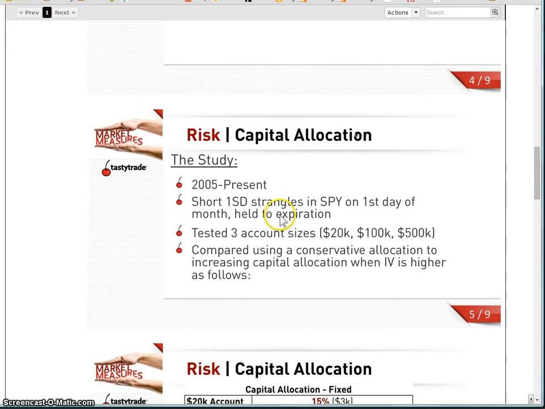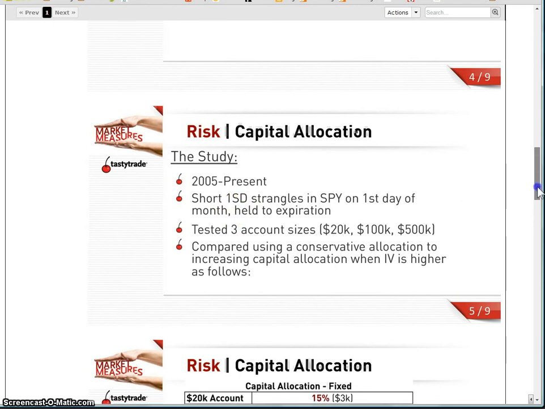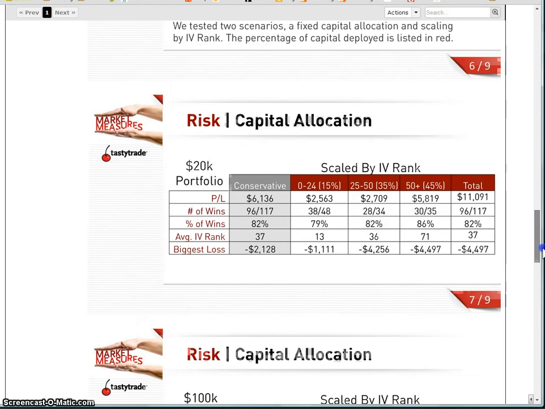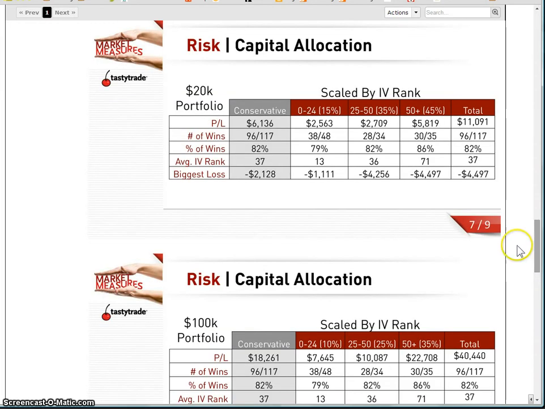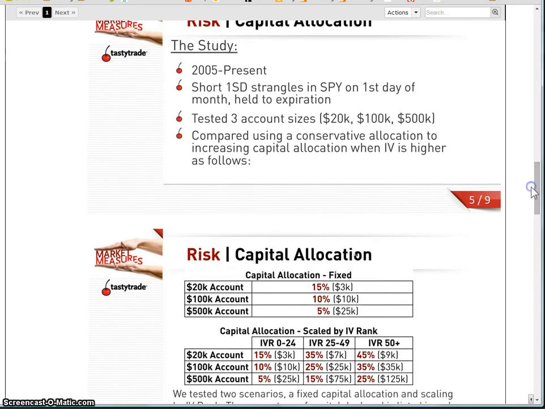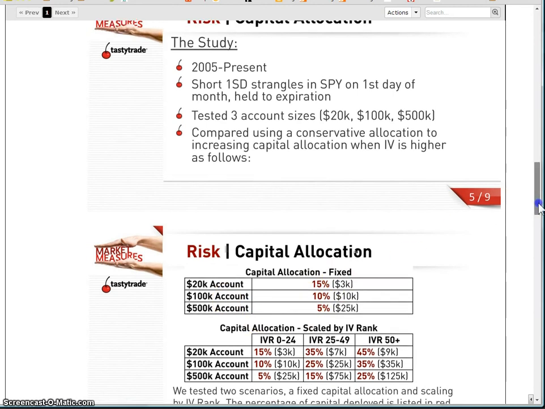They did one on how much of their allocation was allocated on a one standard deviation triangle on the first day of the month. And so here were the results. Where it says conservative, that was just fixed. So what that means is, if you had a smaller account, they just invested 15%. With $100,000, 10%. It didn't matter what the IV rank was.